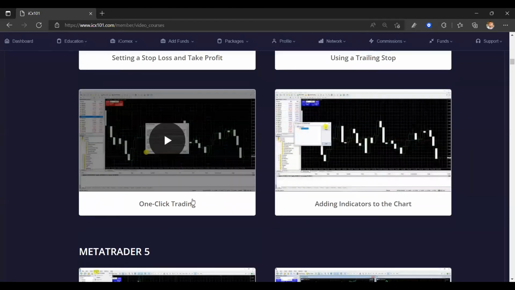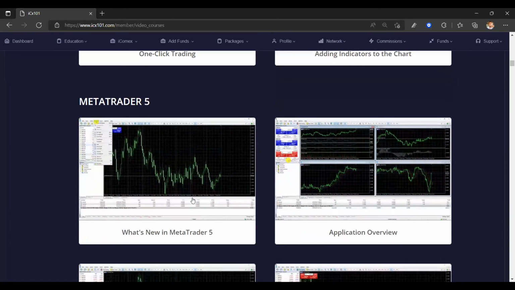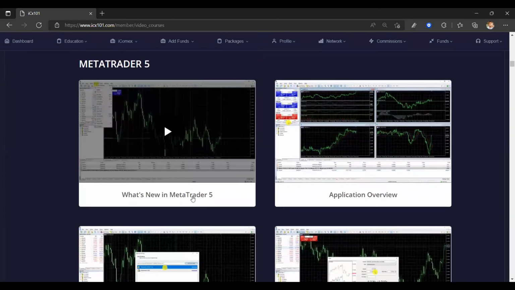Then one-click trading. Those of us who scalp, or you just want to enter without, maybe you just see and you want to enter market execution fast, we call it one-click trading. Okay, how do you set it up? Adding indicators to your chart. That's MetaTrader 4, PC version. MetaTrader 5, PC version. The terminal.